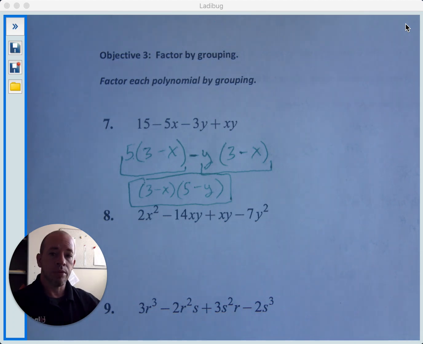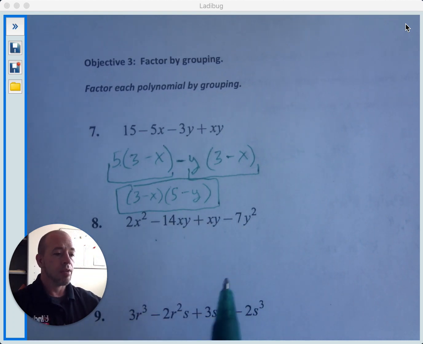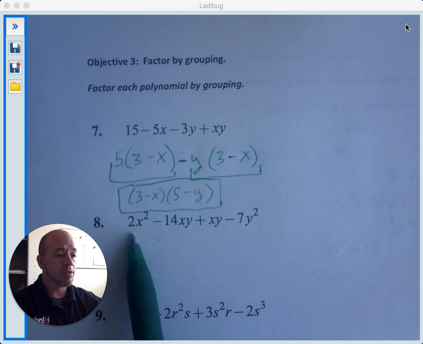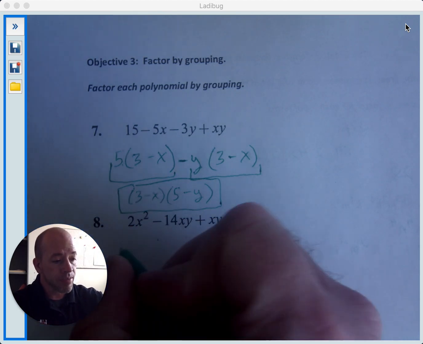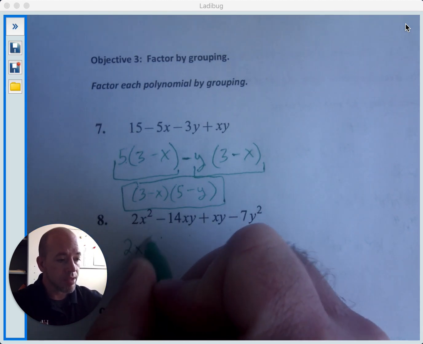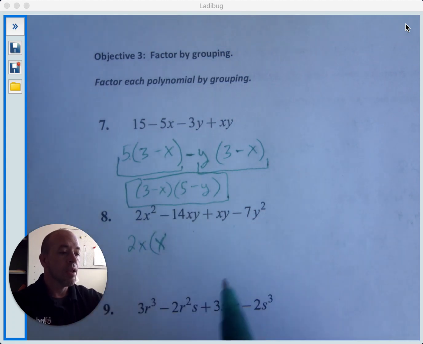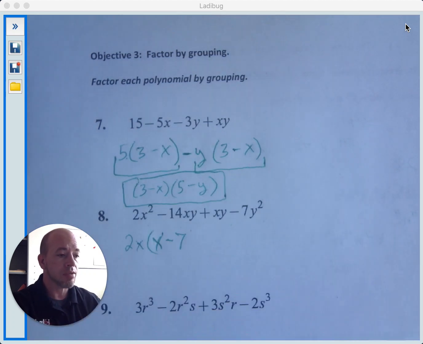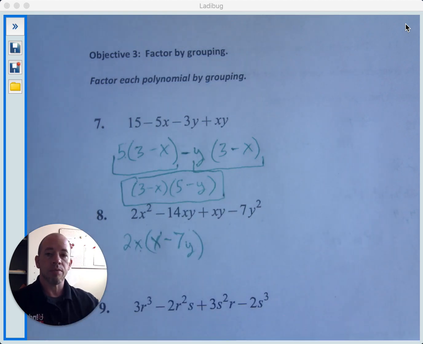Alright, so if we look at number 8. Again, notice we have 4 terms, and if you look at all 4 terms, there's nothing really we can factor out of all 4 terms. So what I'm going to do is look at the terms 2 at a time. The first 2 terms, let's see, we could factor a 2 out, right? And we could also factor out an x, I believe. Yeah. And let's see what that would leave us with. We factor 2x out of 2x squared, that leaves us with an x. And factor a 2x out of 14xy, well, that way we'd have our minus. We have a 7, right? 2 times 7 is 14. We already have an x here, so we don't need to write that x, but we do have a y. So we have x minus 7y.